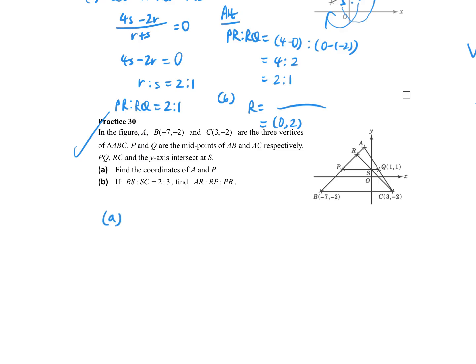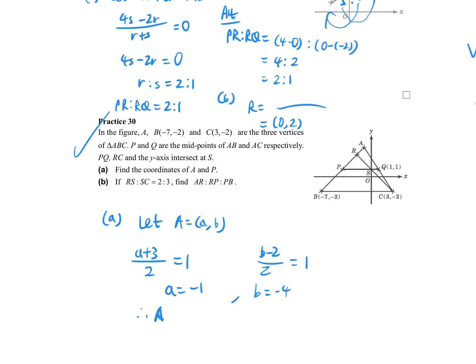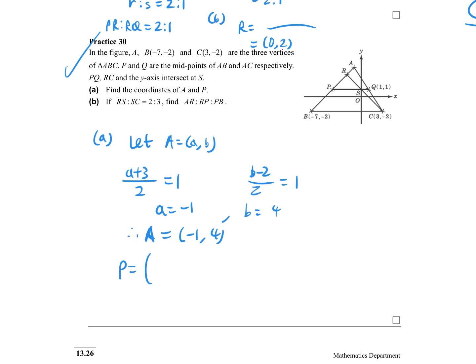So for the second part, find the coordinates of A and P. If you let A equals AB, then by applying the x coordinate and the y coordinate of Q respectively, you get A equals minus 1, B equals 4, so that the coordinates of A are minus 1, 4. And then the coordinates of P is the midpoint, so taking the average of minus 1 and minus 7, taking the average of 4 and minus 2 gives P is minus 4, 1.